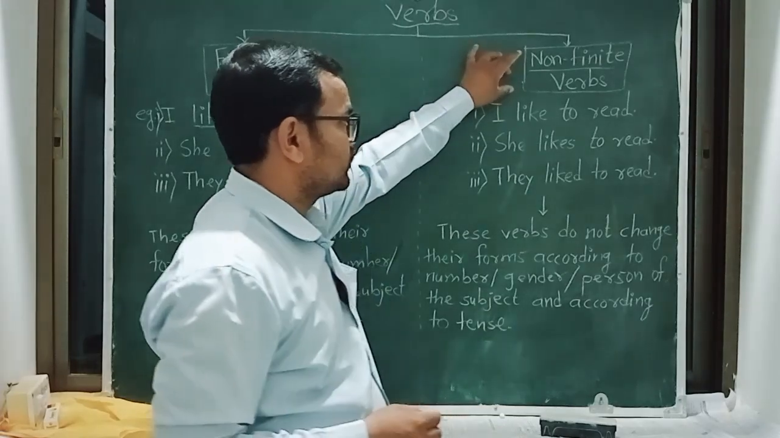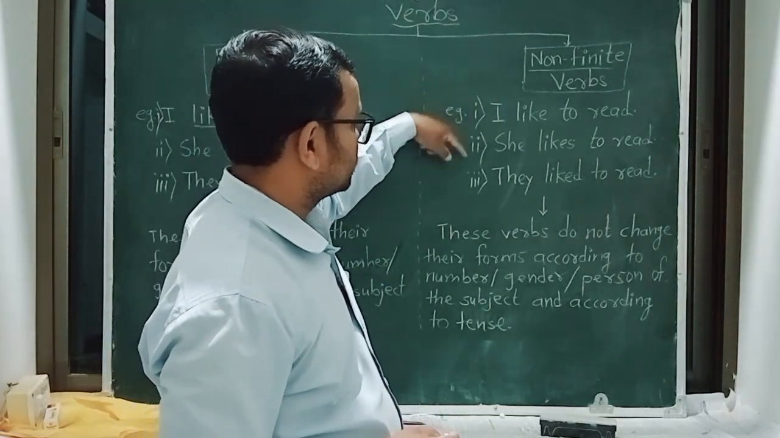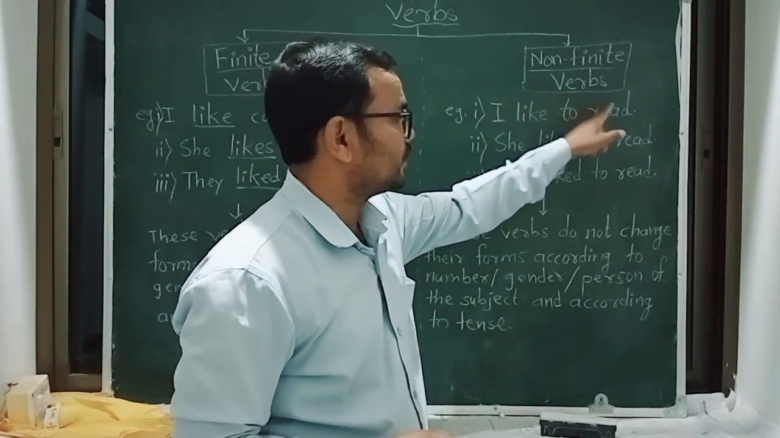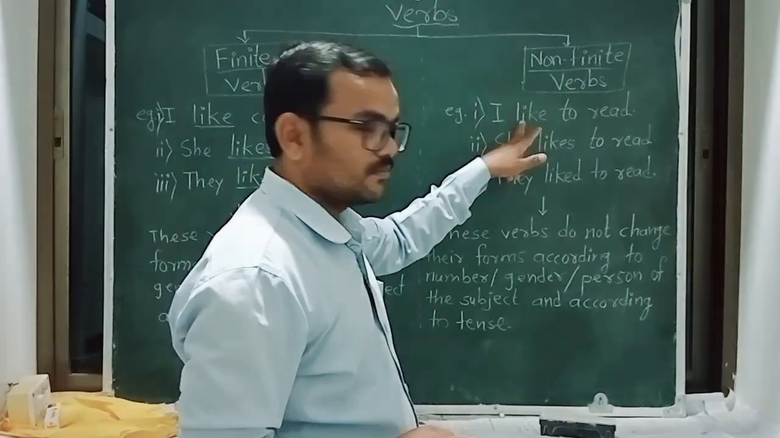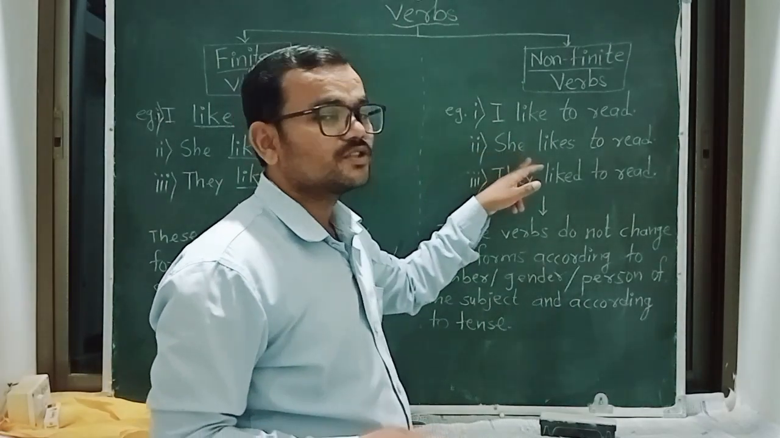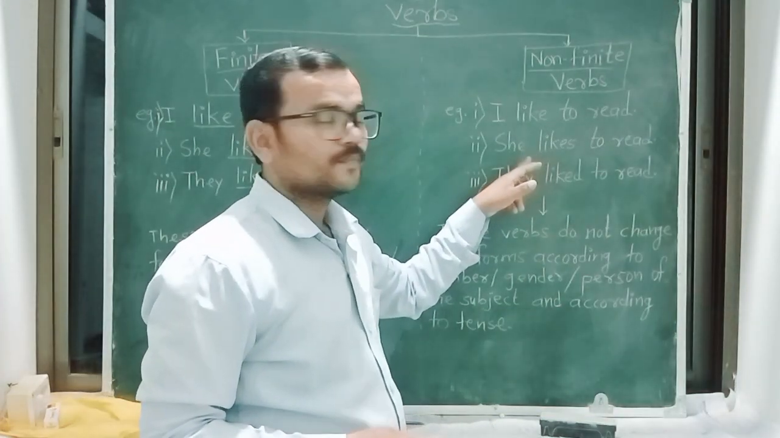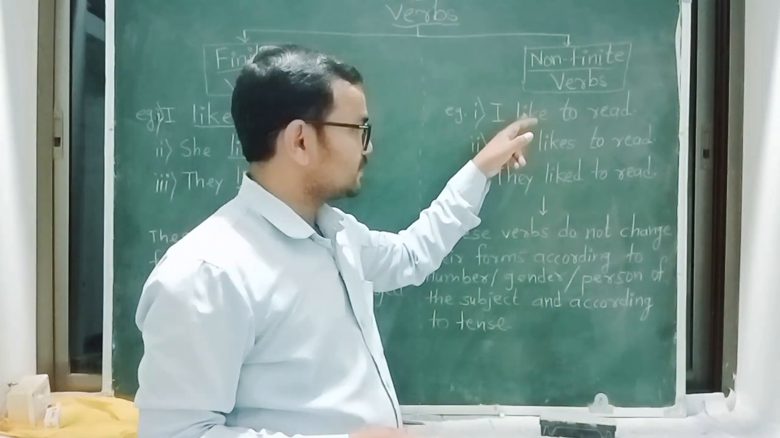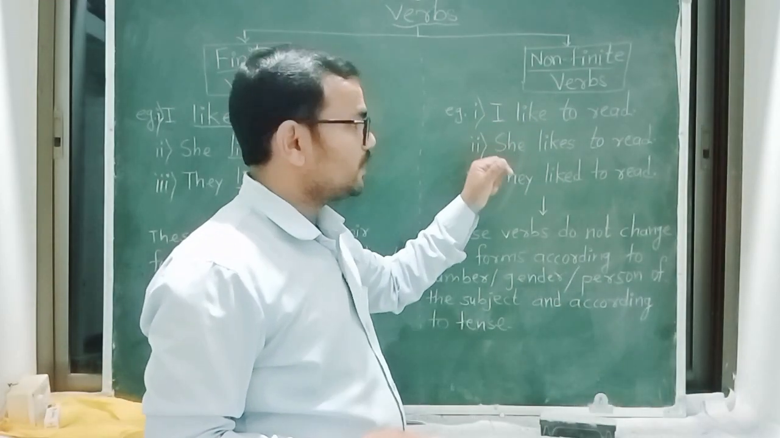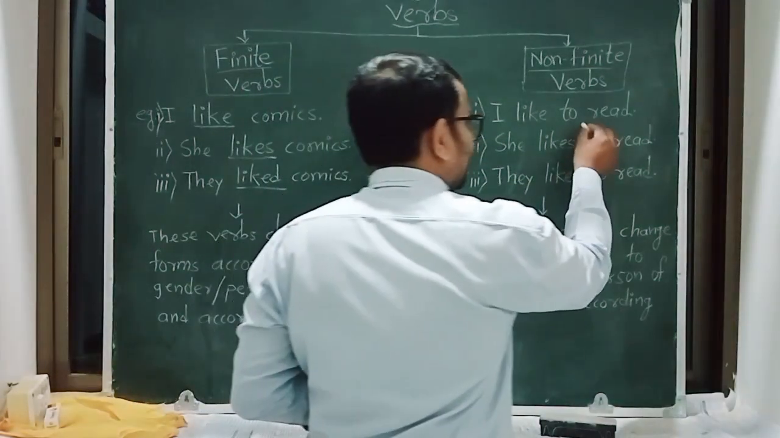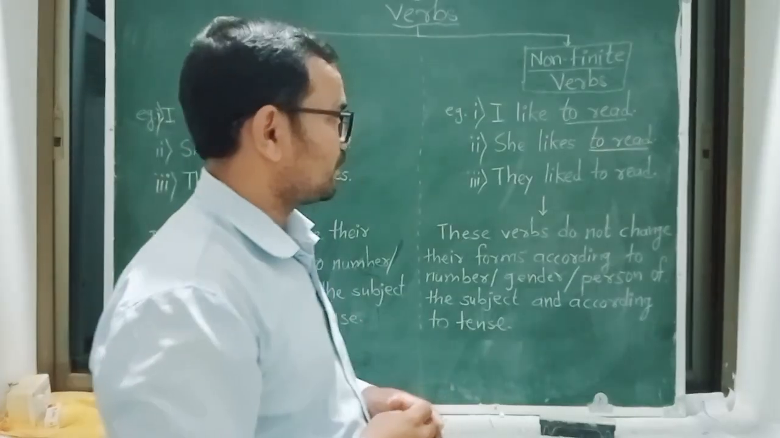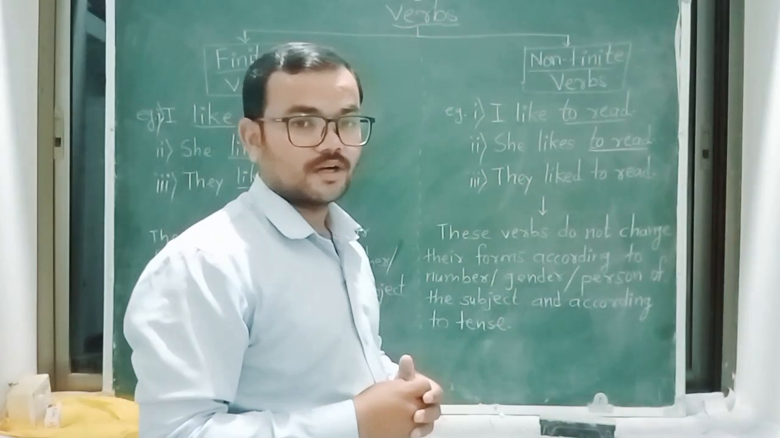So let's have a look at these three sentences. I like to read. In this sentence, like is a verb. Second sentence, she likes to read. Likes is a verb, and there is a change in the form of the verb. Like becomes likes as we change the subject. But if you see, the verb to read is remaining the same. To read is remaining the same. That is also a verb, but it does not change its form.